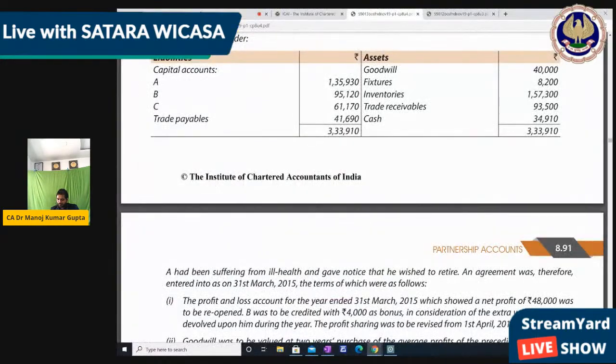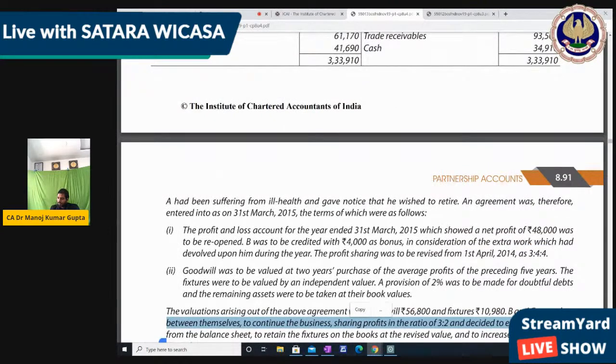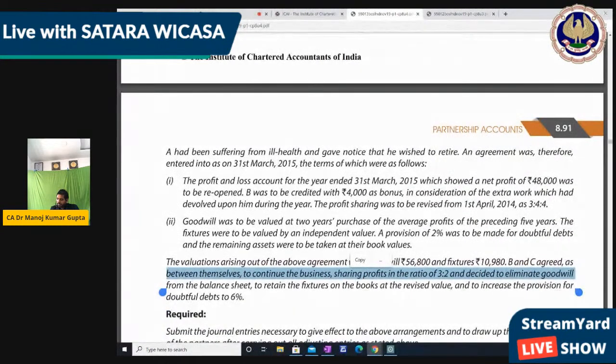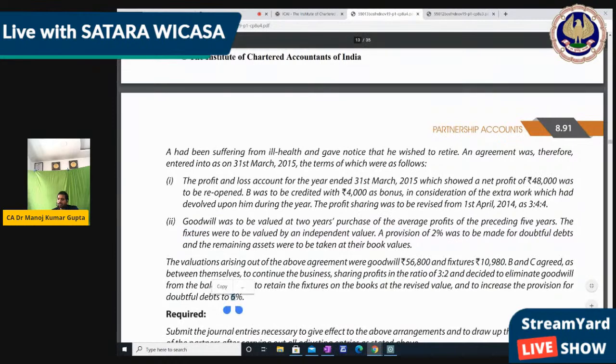Next adjustment. Goodwill done, fixtures value done, and the new PSR is also decided, and decided to eliminate the goodwill from the balance sheet. That is fine. To retain the fixtures on the books at the revised value and increase the provision for doubtful debts to 6%. Okay, what do they say? Means instead of 2%, they want to maintain it at 6%.